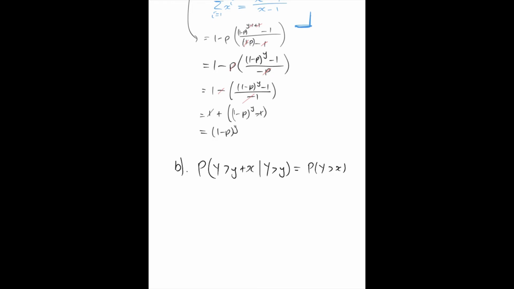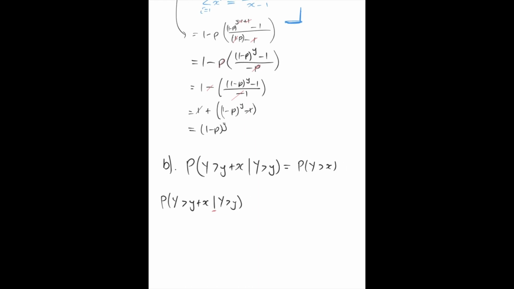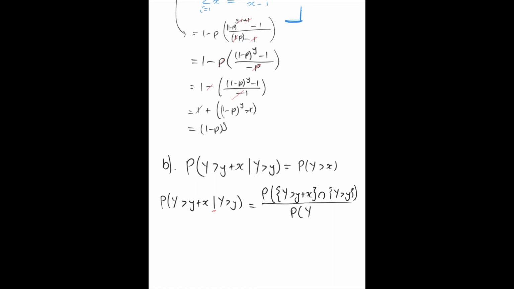Okay, so let's start with this first term. So we have the probability Y is greater than y plus x, given Y is greater than y. Right, now that is a conditional probability because we have our given. So we can use the definition of conditional probability and write this in a different form. So we have the probability. Now there are two events that we're going to be taking the intersection of, so I'm going to use my curly brace. We have Y greater than y plus x, right? And Y greater than y. And then we're going to divide that by the probability that Y is greater than y.